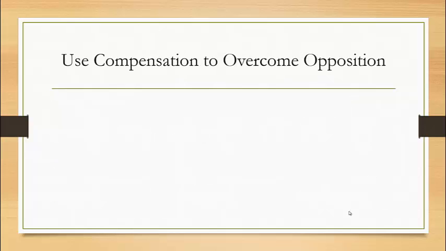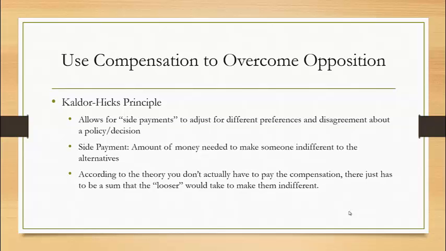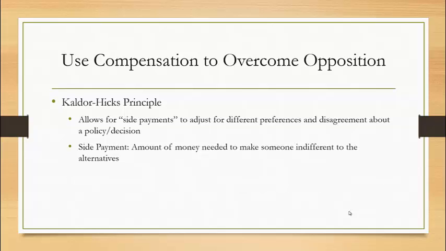Okay, the final assumption is that we can use compensation to overcome opposition. So this is the Kaldor-Hicks principle, and what it does is allow for side payments to adjust for different preferences and disagreement about a policy decision. So a side payment is an amount of money needed to make someone indifferent to the alternatives. And in the example that they give in the reading, it's about flowers, right? But you can think about this in a lot of ways.